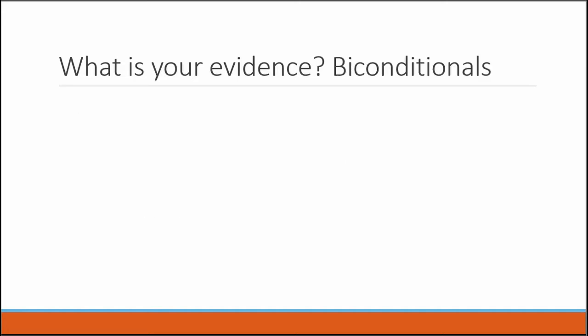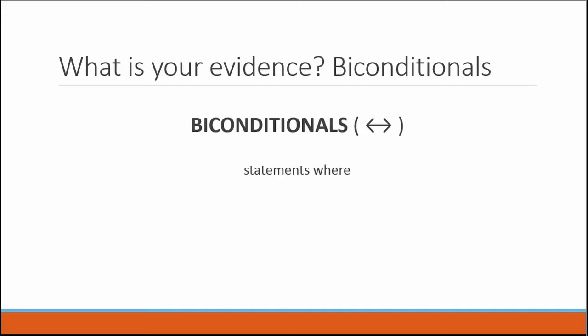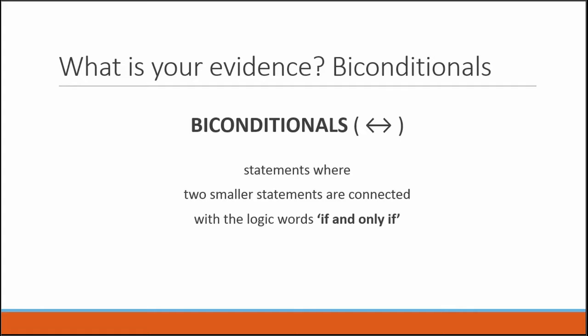All right, let's move on to the new material, biconditionals. Biconditional is another logical form that statements can take. We're going to symbolize biconditionals with this double arrow symbol. Biconditionals are statements where two smaller statements are connected with the logic words if and only if, or with synonyms for if and only if.